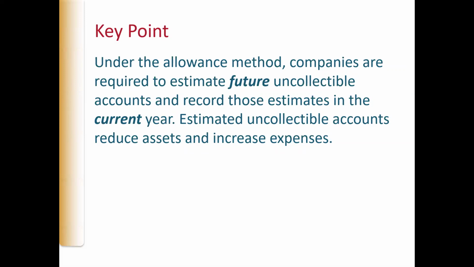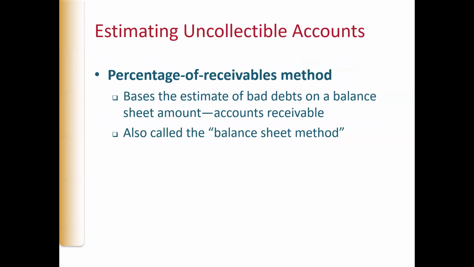Estimated uncollectible accounts will reduce our assets, because we're going to create a contra account against accounts receivable, and they're going to increase our expenses. So there's a couple ways we can determine what will be uncollectible.